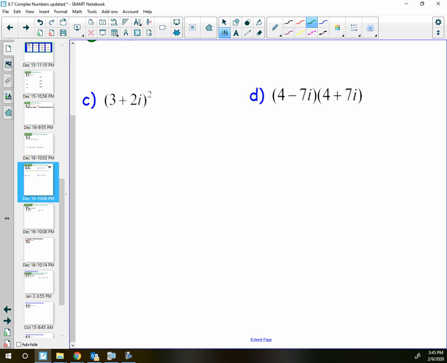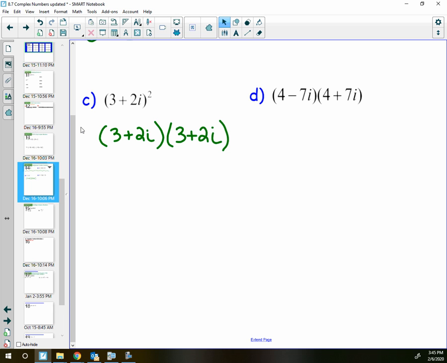All right, so for letter C, I know we just hinted at this. We've talked about it before many times, though. If you're squaring a binomial, that means you're multiplying that binomial times itself. So don't forget that that means that we're going to double distribute here. We're going to be doing FOIL. We're going to be multiplying that 3 times everything in that second set of parentheses. And then we're going to also be multiplying the 2i times all of those in that second parentheses.